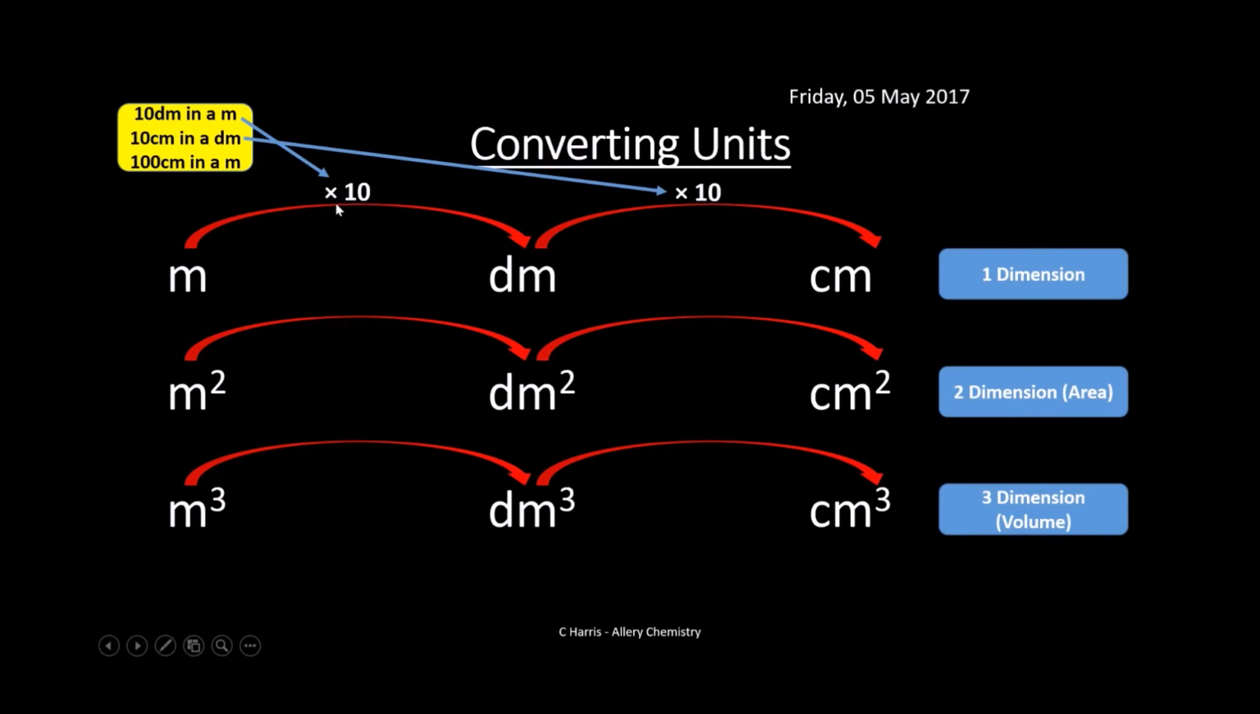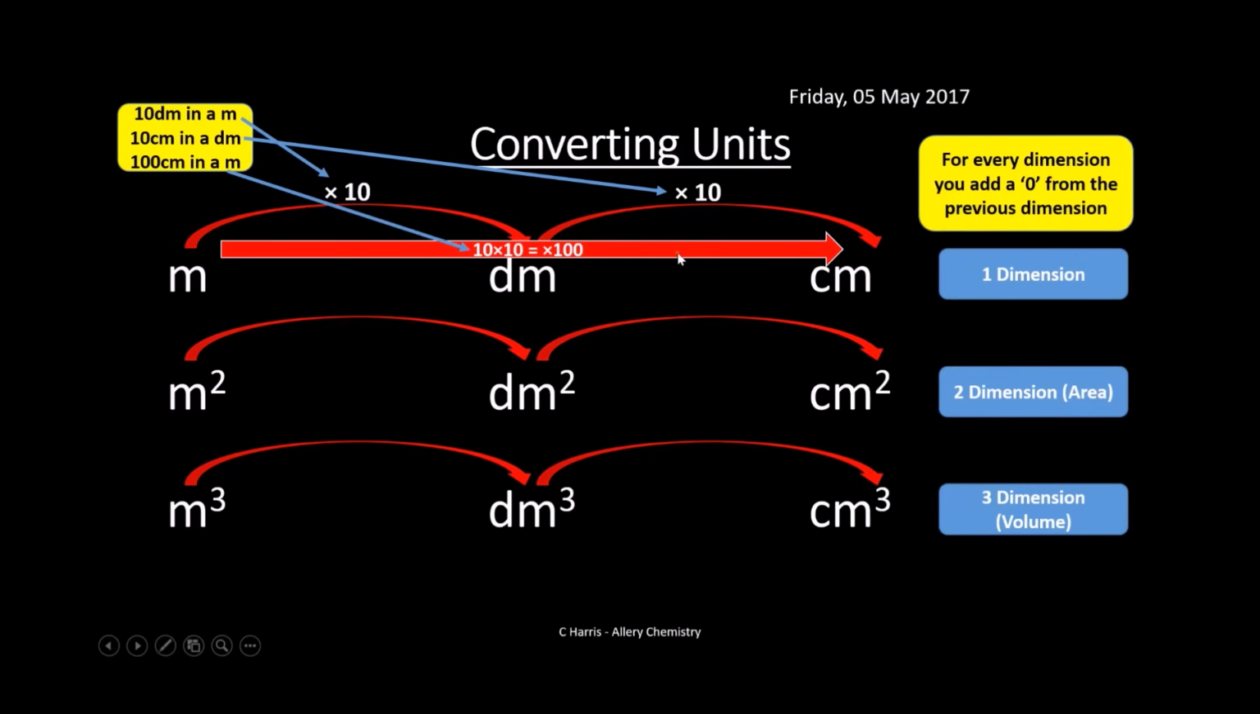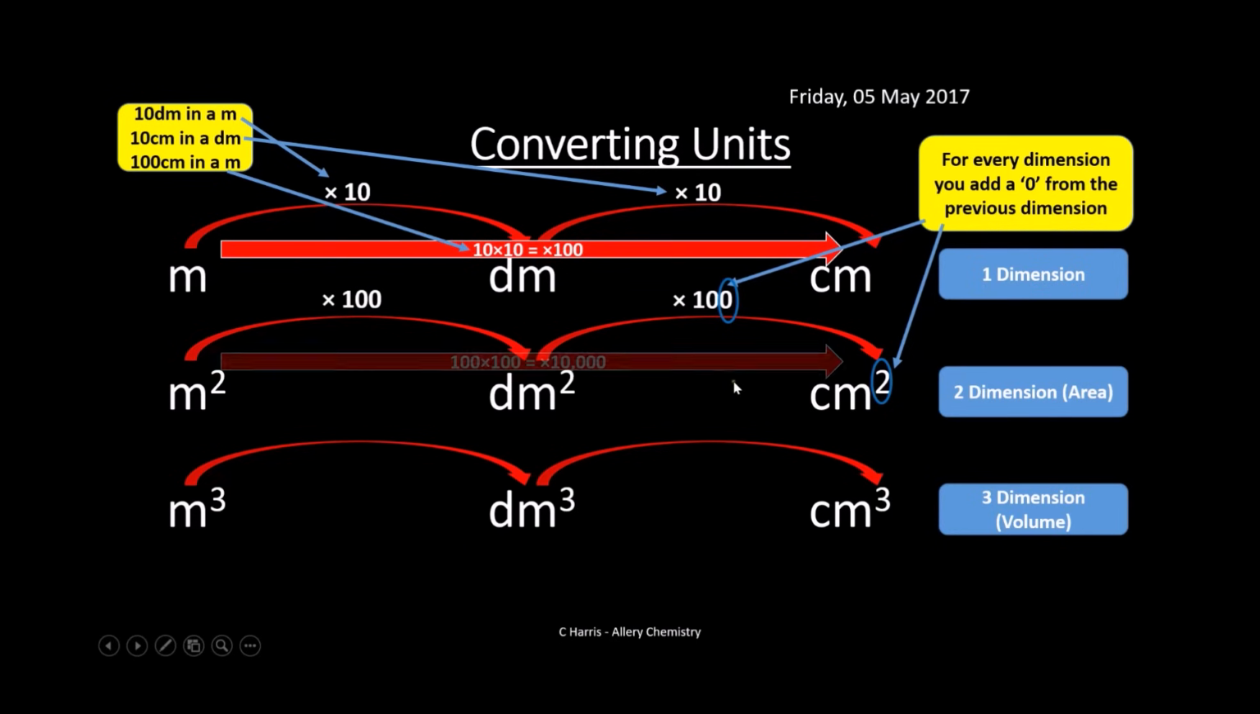So if we want to go the full hog, going from meters to centimeters, we do 10 times by 10, and that effectively means we're times it by 100. So that's how we get there. Obviously going backwards, it's just the opposite. The general rule is basically for every dimension we add a 0 from the previous dimension. If you look at this one, this is 1 dimension. If we're going to go from meters squared to decimeters squared, we need to multiply by 100. We add an extra 0 onto there from the previous dimension. So meters squared to decimeters squared times by 100, times by 100 for this one. We've just added there. And going the full hog, we just times 100 by 100 and we get 10,000. So to go from meters squared to centimeters squared, we multiply by 10,000.